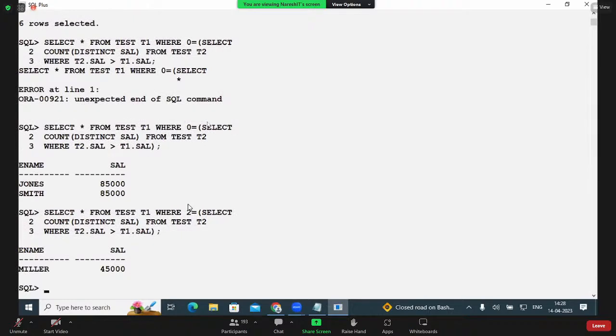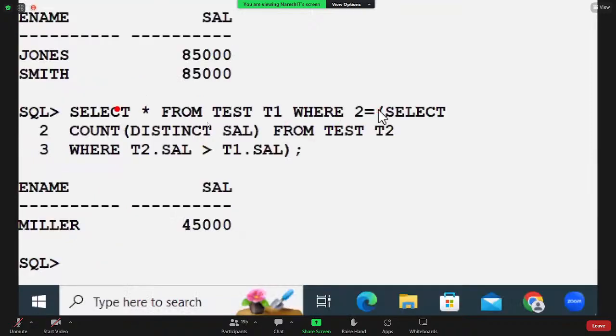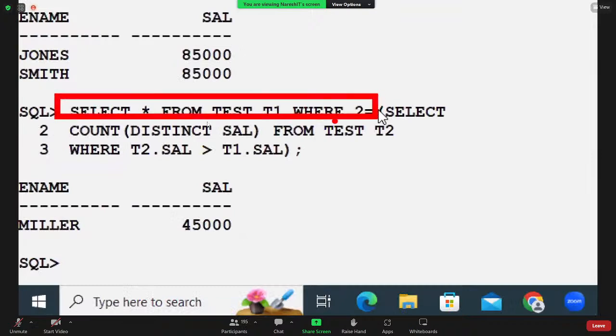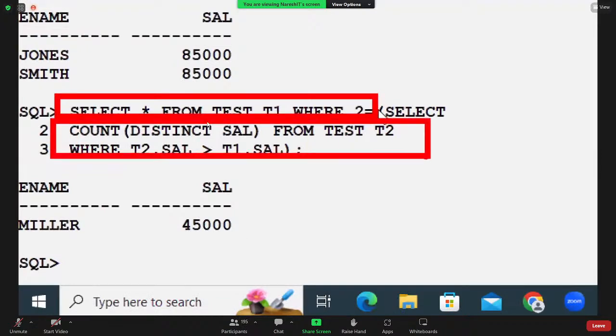Got it? But if I want to write the same thing in non-correlated, how many queries? 4 queries. 3 inner queries, 1 outer query. So total how many queries we have written? 4 queries. But here how many queries have we written? Only 1 subquery. 1 inner query, 1 outer query.